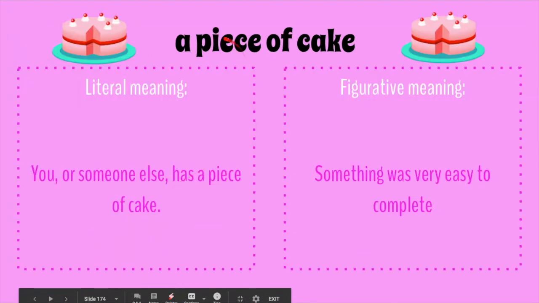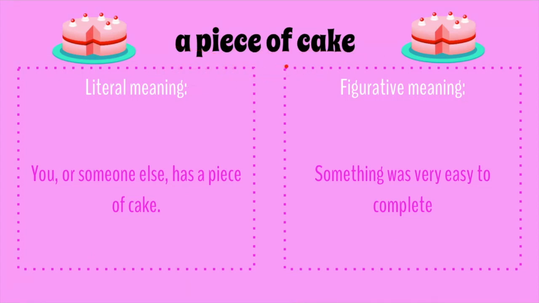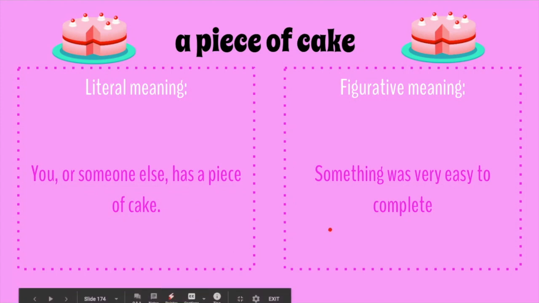Here's an example for you. A piece of cake. I have said it in class before. Maybe mom or dad has said this before. Maybe you've seen it or heard it in a movie before. So if I have the phrase a piece of cake, the literal meaning is what it actually means. If I am talking about a piece of cake, the literal meaning is that you or somebody else has a piece of cake. That's what it literally means. But figuratively, the figurative meaning is that something was really easy to complete.